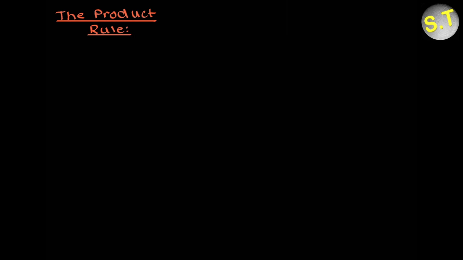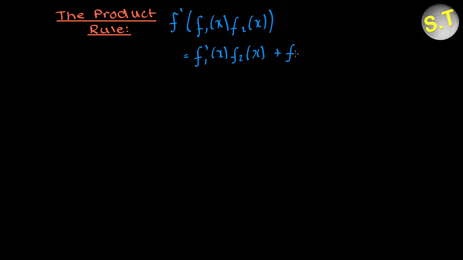Okay, so in this video we're going to look at the third fundamental rule of differential calculus, and that's the product rule. What the product rule says is that the first derivative, f prime, of some function which is made up of the product of two separate functions which are both differentiable in x, is equal to the derivative of the first function multiplied by the second function plus the first function multiplied by the derivative of the second function.